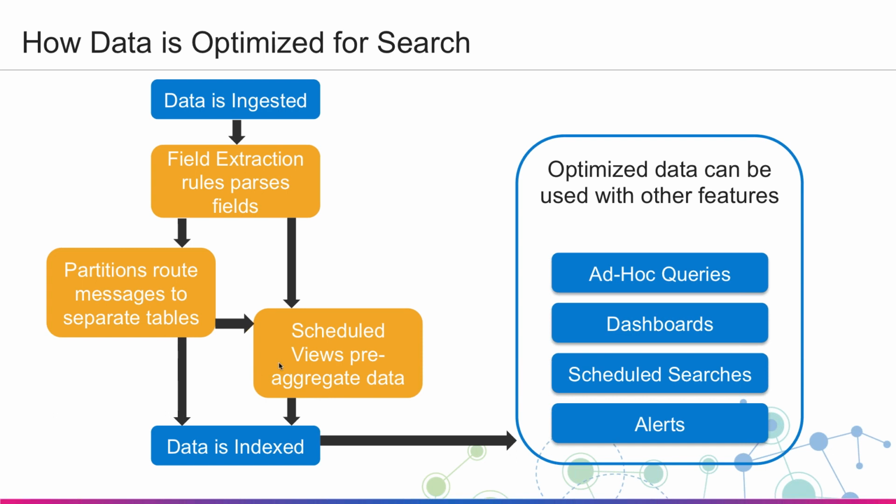Then our third tool, scheduled views, allows us to pre-aggregate the data. So if you're using a lot of counting and summing in your searches, then they would be good candidates for scheduled views. After all of these components are created and all the data is rerouted, the data is indexed and is searchable through the queries, dashboards, scheduled searches, and all the mechanisms that rely on data in the service.